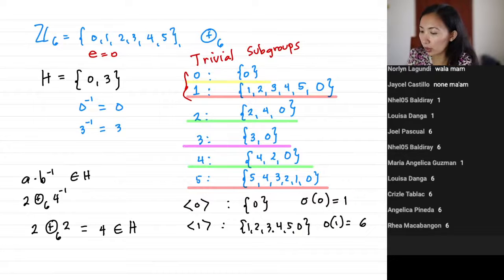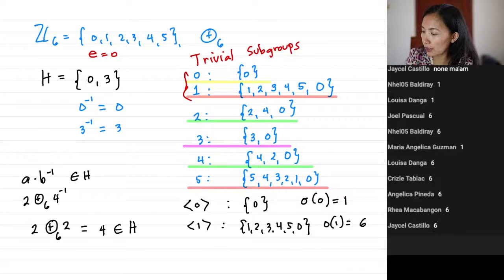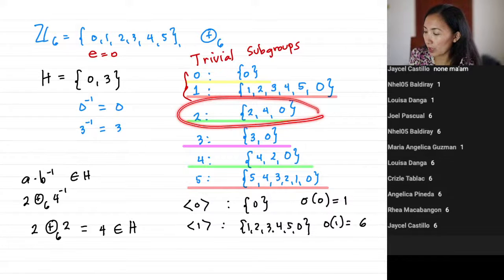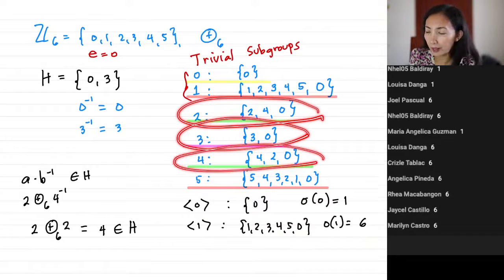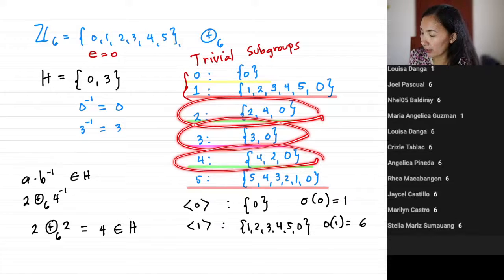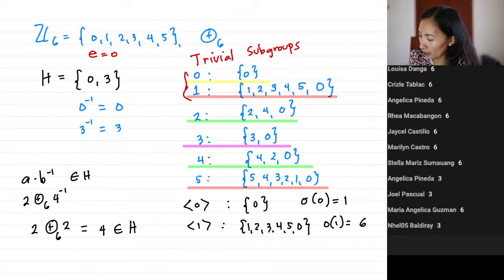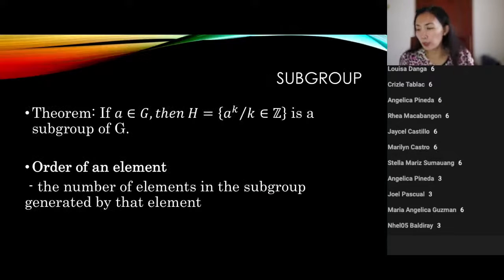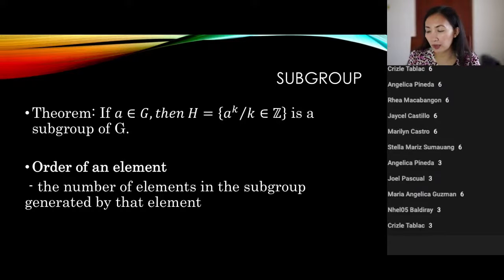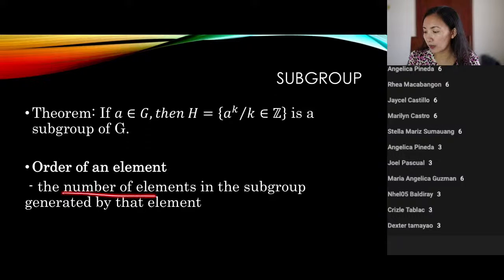Order of a group. So if I would ask you now, what is the order of this group? Or of 2? What is order of 2? 3. What is the order of 3? 2. What's the order of 4? Okay, the order of 4 is 3. Order of 5 is 6. So that's it. Let's go back to that slide on order of an element. When we speak then of order of an element, just have to remember that it refers to the number of elements in the subgroup generated by that specific element.